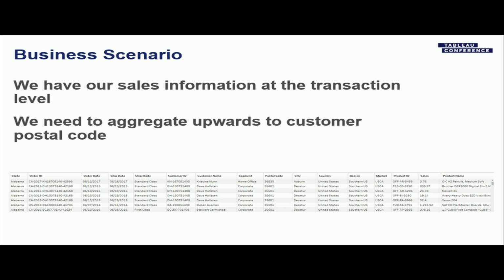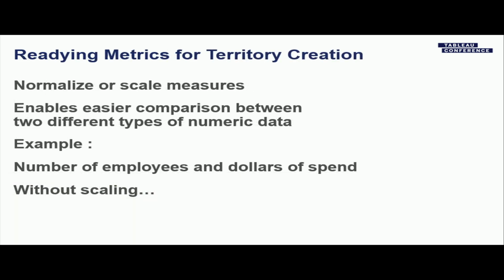So because this is Global Superstore, we've got our sales information at the transaction level. For you following along on your Global Superstore sheet, this will be the orders tab of Global Superstore. And we're going to need to aggregate upwards to the customer postal code. All right. So how are we going to get from point A to point B here? Right. So one of the things we're going to do in this process, and we're going to walk through it in prep in just a minute, is we're going to need to normalize or scale our measures, right?